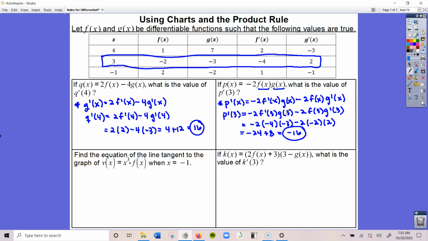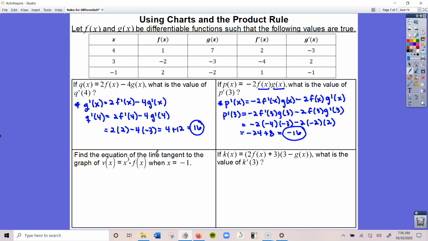Now we're going to find the equation of the line tangent to the graph of v of x, which equals x cubed times f of x when x is equal to negative 1. So I'm just going to go ahead and erase what I boxed here, since now we're no longer just looking at x is equal to 3. We're using negative 1. And I don't want to confuse myself or you.